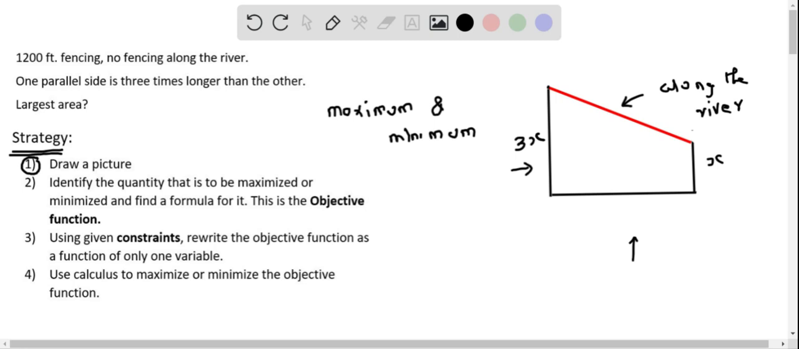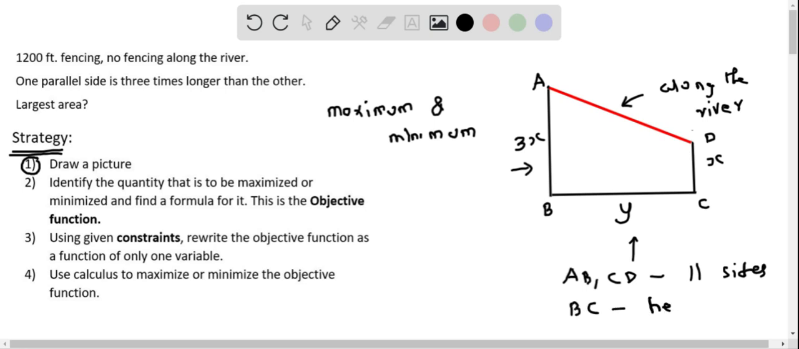other parallel side. So we have created some variables for the sides, and remaining is we have to let this length, that is basically the height of the trapezoid, we will assume this to be y. Maybe I can call this A, B, C, and D, where AB and CD are parallel sides, and BC is basically the height of the trapezoid. So this means we have successfully completed step 1. Now let's move on to step 2.